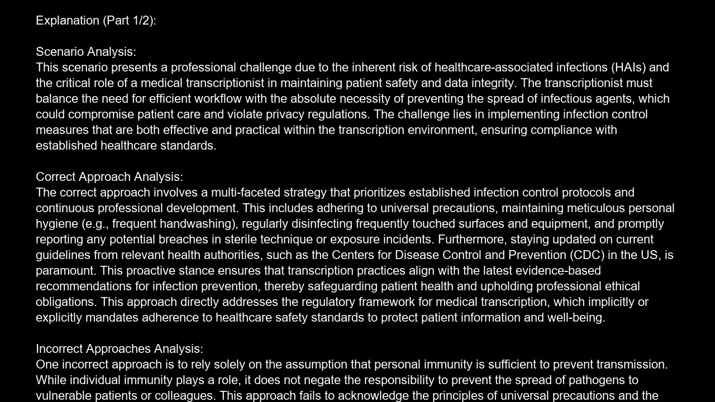Incorrect approaches analysis. One incorrect approach is to rely solely on the assumption that personal immunity is sufficient to prevent transmission. While individual immunity plays a role, it does not negate the responsibility to prevent the spread of pathogens to vulnerable patients or colleagues. This approach fails to acknowledge the principles of universal precautions and the potential for asymptomatic shedding of infectious agents, leading to a direct violation of healthcare safety regulations and ethical duties.